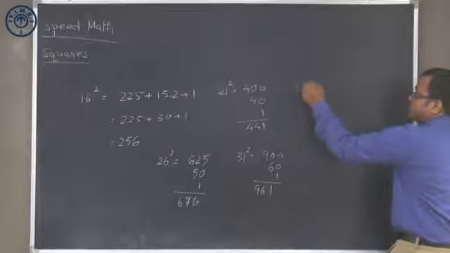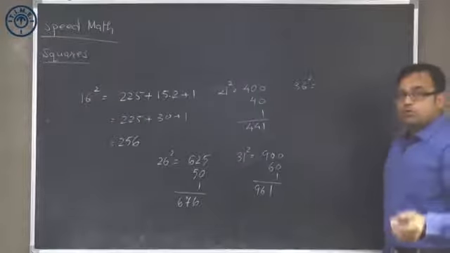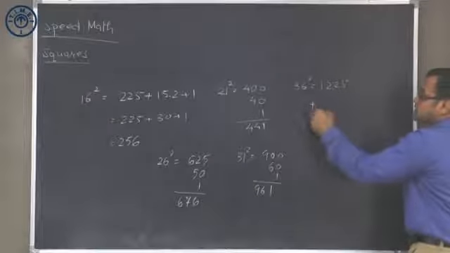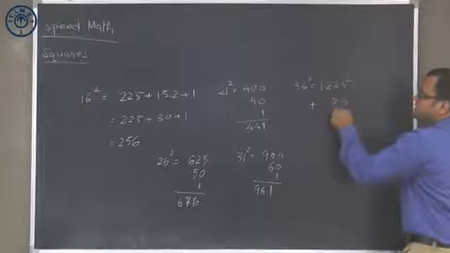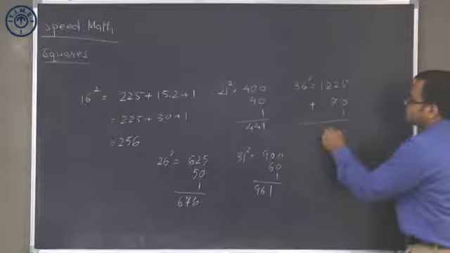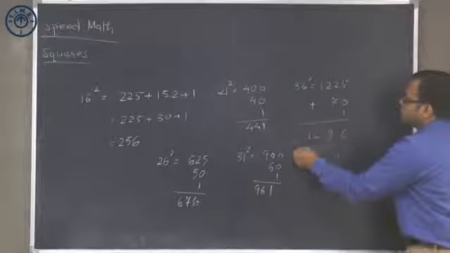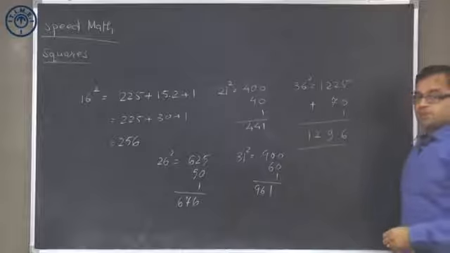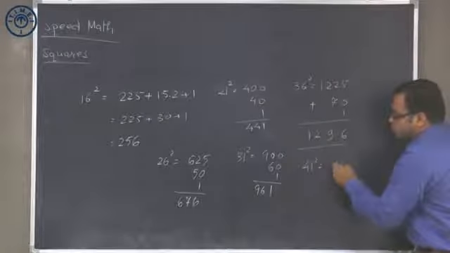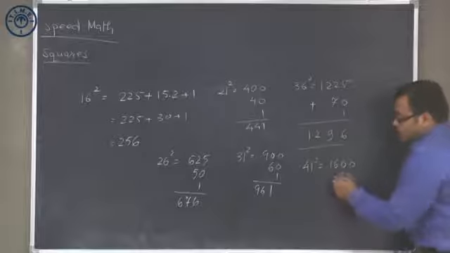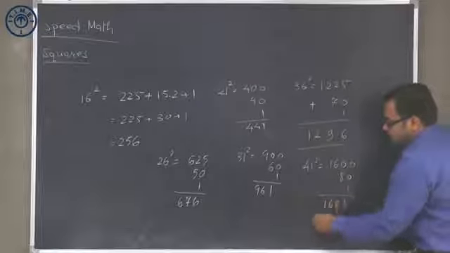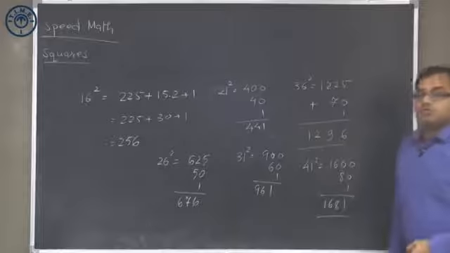36 square. 35 square: 3 into 4, 12. So this is equal to 1225 plus 35 into 2, which is 70, and 1. So this becomes 5 plus 1, 6, 7 plus 2 is 9, 1296. Let's say I have to calculate 41 square. 41 square: 40 square is 1600. 40 into 2 is 80 and 1. So this becomes 1681, and so on and so forth.